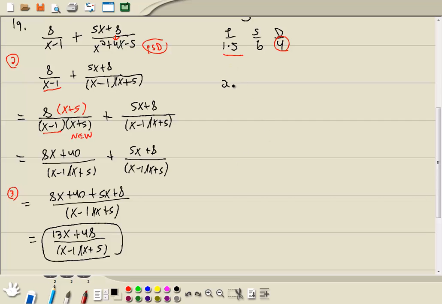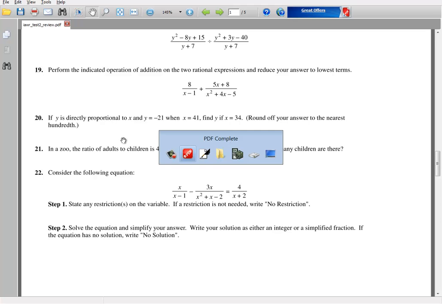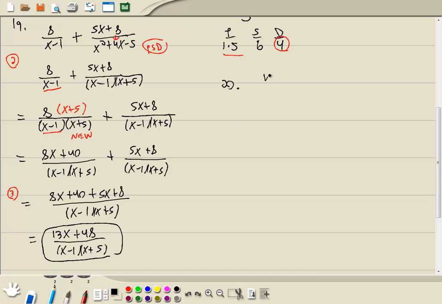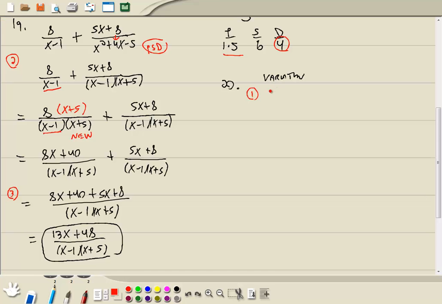Guess we're ready for number 20. It says if y is directly proportional, well, again, it says proportional. That's another word for variation. So we got a variation problem. So step 1, determine type. It says direct. Typically, direct is something of this form: y is equal to kx. So let's see what we got in this problem.